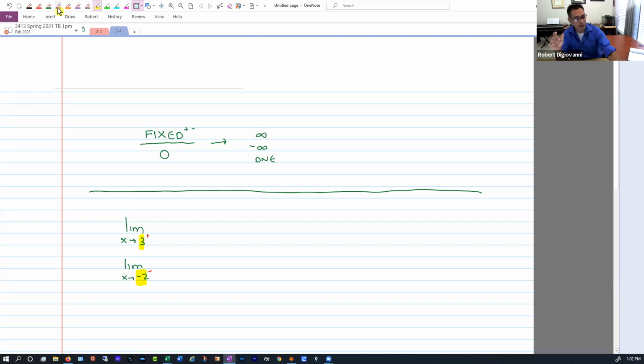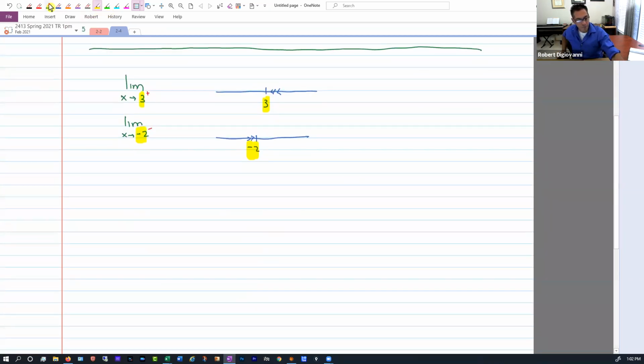So we can imagine that number on a number line. Here's 3, and in this case we'd be approaching from the right. And on the other one, we'd be approaching -2 from the left. But the main idea is that this has been a number. Now what we're going to do is take a limit, but instead of letting x go to a number, we're going to let x go to infinity, or we may do x going to negative infinity.